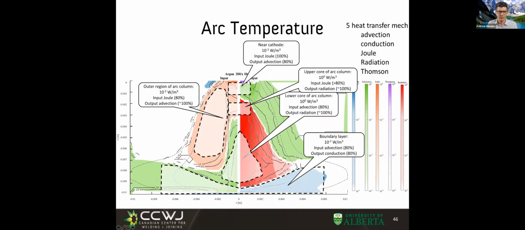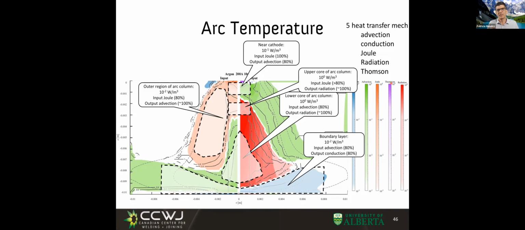What we have here is a balance between the physical mechanisms that are in the arc. So there are 5 physical mechanisms in the arc. One is conduction, one is convection, which we know, one is radiation, which we know. There are 2 more. One is Joule effect, that is heat generation by the effect of electrical current. And the last one is Thomson, that is heat transport when you have charged particles in an electric field.